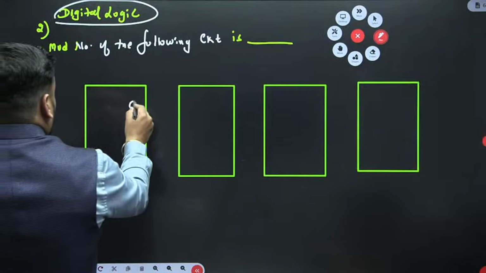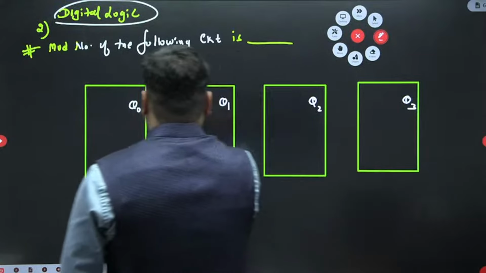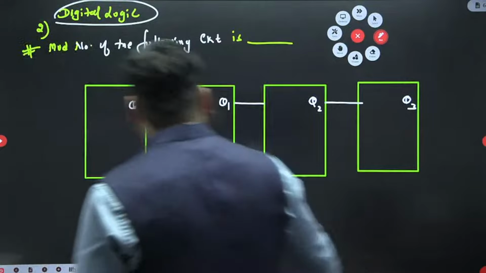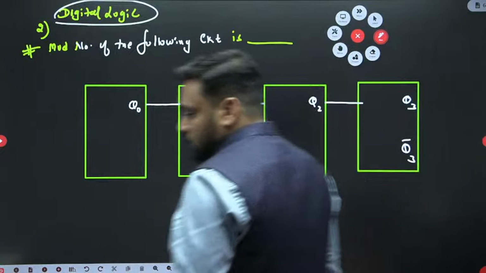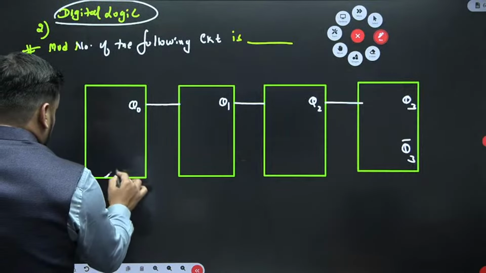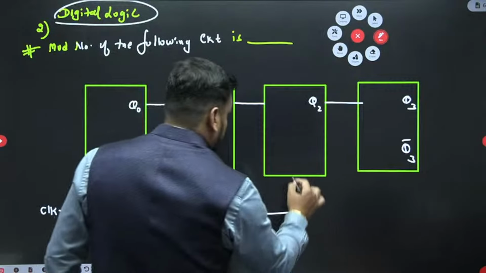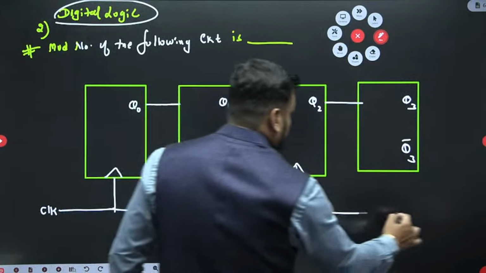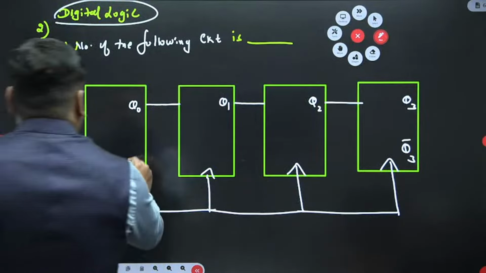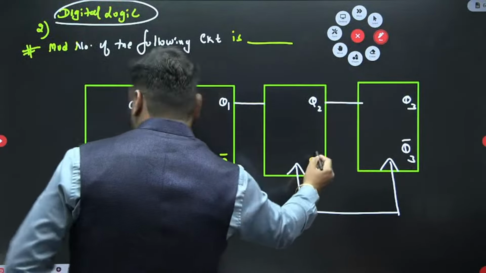So here Q0, Q1, Q2, Q3, like this, all are connected, and here Q3 bar. So this is the circuit diagram given in the exam, with a clock pulse. Of course it is a synchronous counter. The same clock pulse has been applied to all the flip-flops. So here is Q0 bar, here is Q1 bar, Q2 bar.